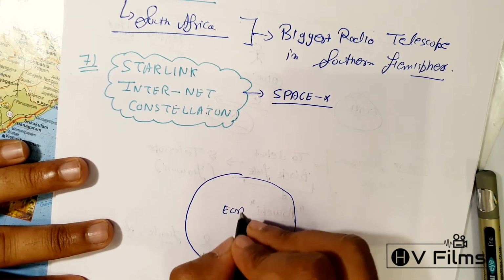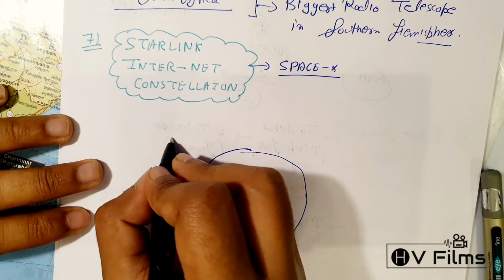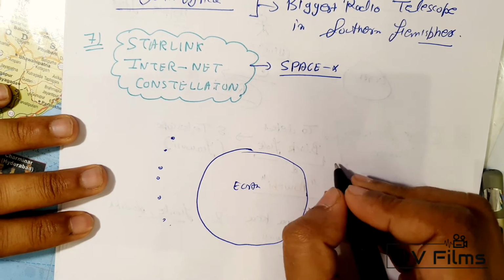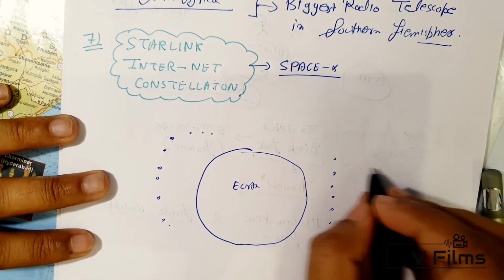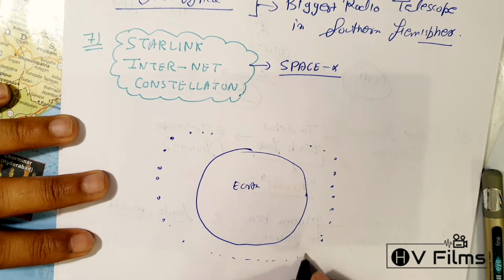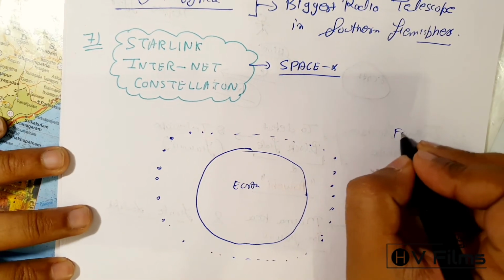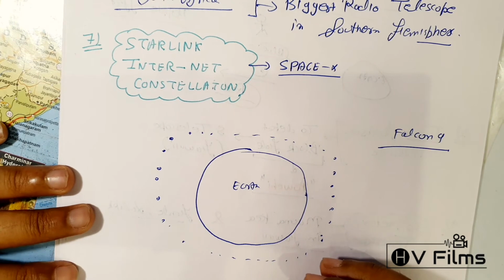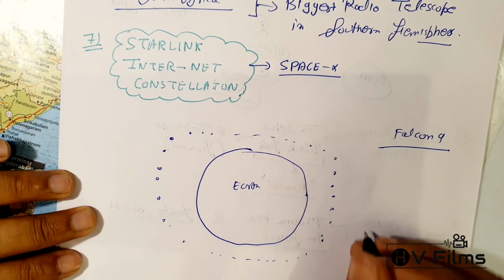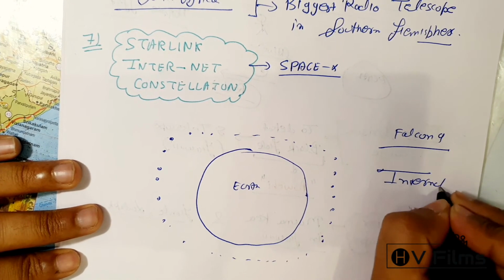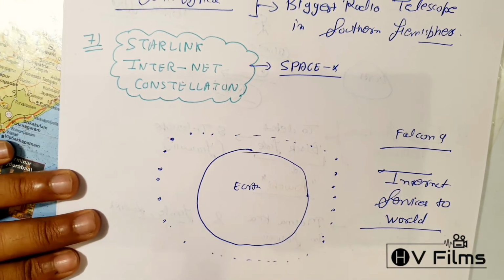That's the Earth. So what are they doing? They will place satellites all over the Earth, basically 12,000 satellites in low Earth orbit, at a distance of 350 kilometers to 1200 kilometers, creating a constellation of satellites through their rockets, the Falcon 9 rockets, with the aim to provide low cost, reliable and uninterrupted space based internet service to the world. So yes, this will provide internet services to the world. This is what it does.